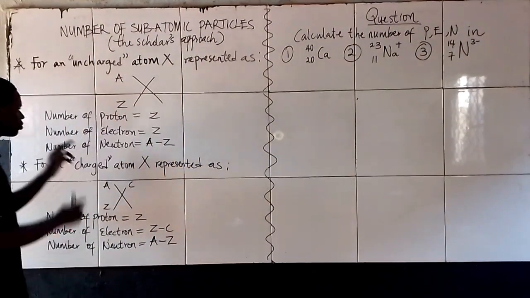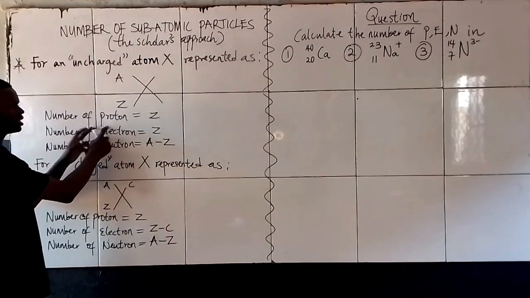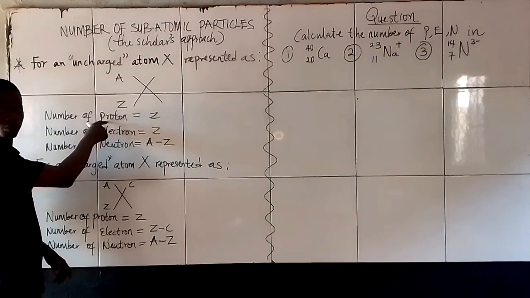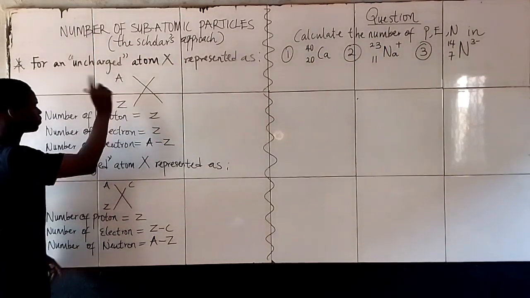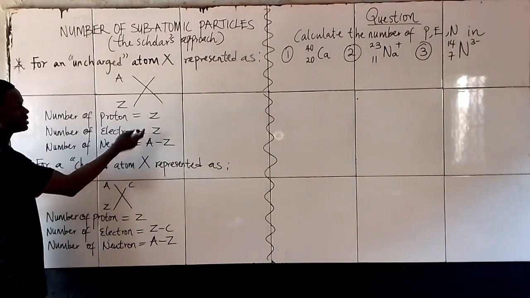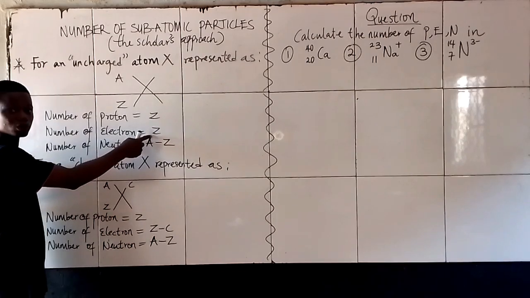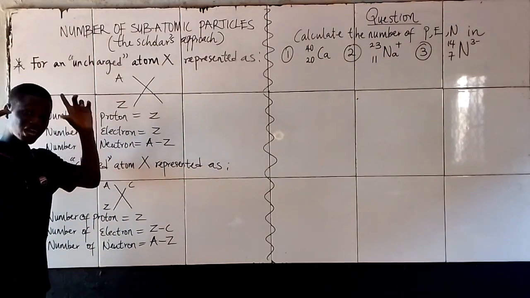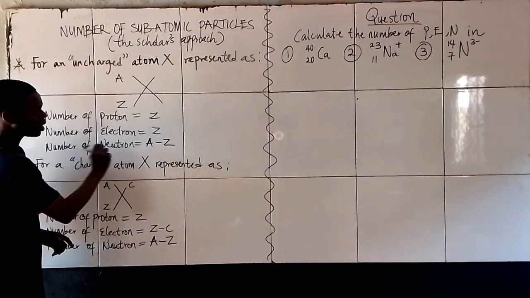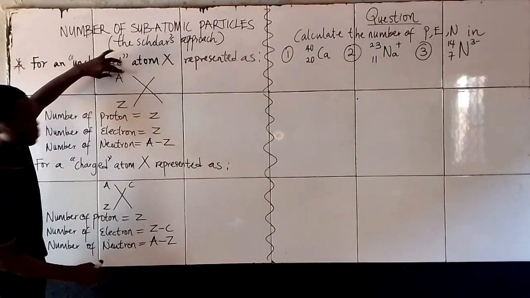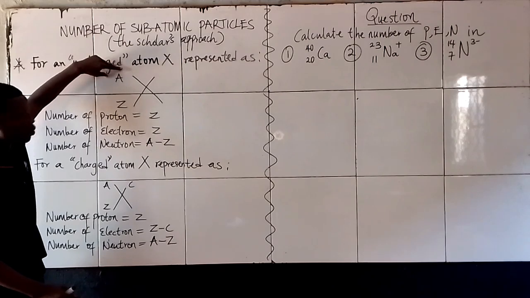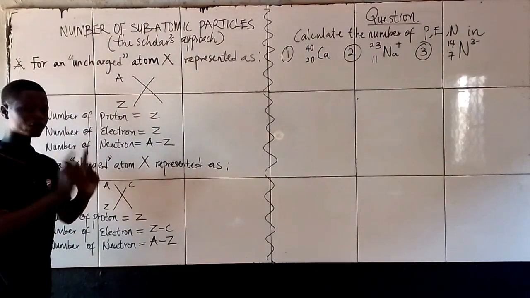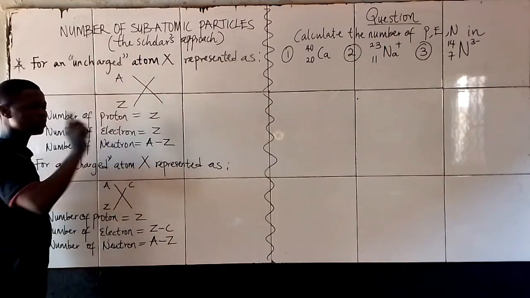carrying no charge. The number of protons is given as Z. That is, the number here is equivalent to the number of protons in the atom. The number of electrons is the same as the number of protons. So Z and Z, and that's the reason the atom is said to be uncharged. Now next, to get the number of neutrons, it's simply the up minus the down. That is the mass number minus the atomic number. That will give the number of neutrons that this uncharged atom has.